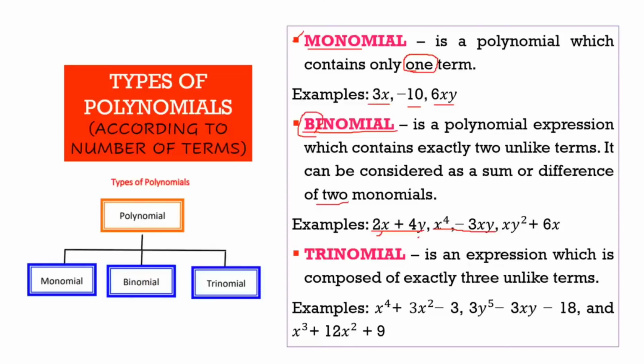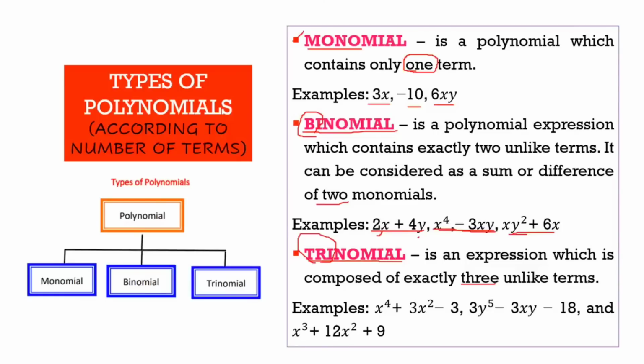Our first term is x to the fourth power, and the second term is negative 3xy. Okay, negative 3xy. For the third example, we have xy squared plus 6x, so it has two terms as well. And the third classification is trinomial, from the word prefix tri, which means 3.